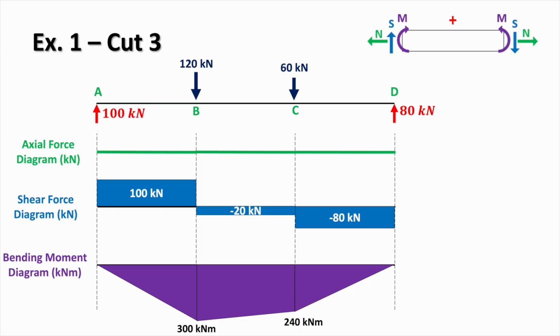Point loads create jumps in shear, constant shear produces linear bending moment, and the extreme moments, so the max or min moments in bending, occur when the shear is 0.